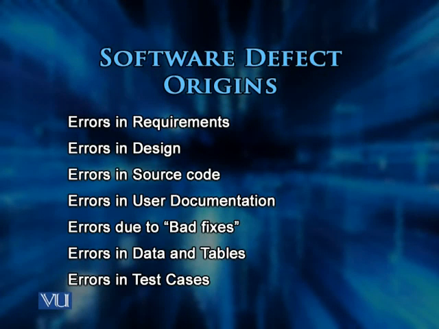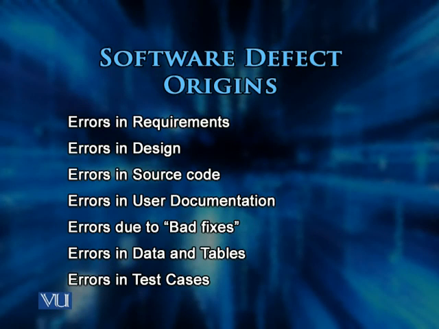Number 1 is errors in requirements. Number 2, errors in design. Number 3 is errors in source code. Number 4, errors in user documentation. Number 5, errors due to bad fixes. Number 6, errors in data and tables. And last, errors in test cases.